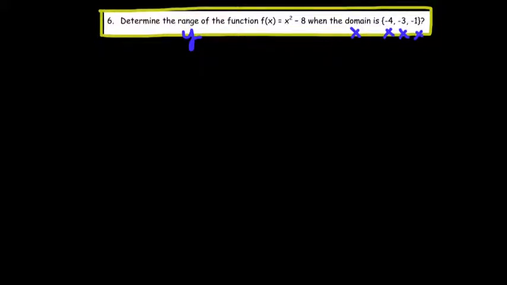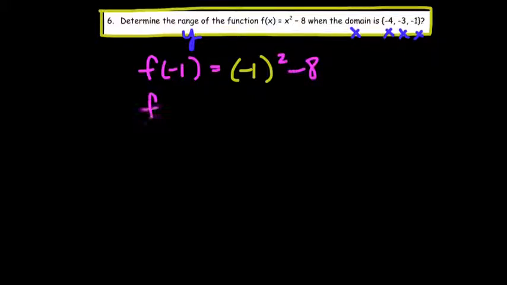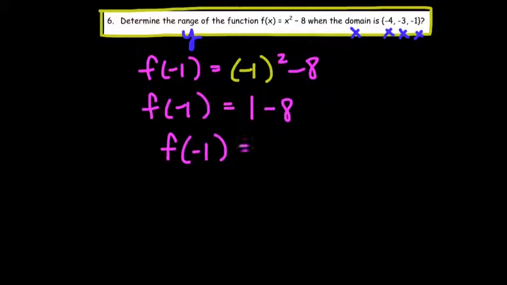Okay, we're going to do the same thing on the last one. So we're going to replace the x now with a negative 1. So I'm going to find f of negative 1, and I'm going to say, instead of the x, negative 1 squared minus 8. So for this one, again, we start with our exponents. So we say negative 1 squared is a positive 1, and then positive 1 minus 8 is going to give me a negative 7. So this is going to give me y equals negative 7.